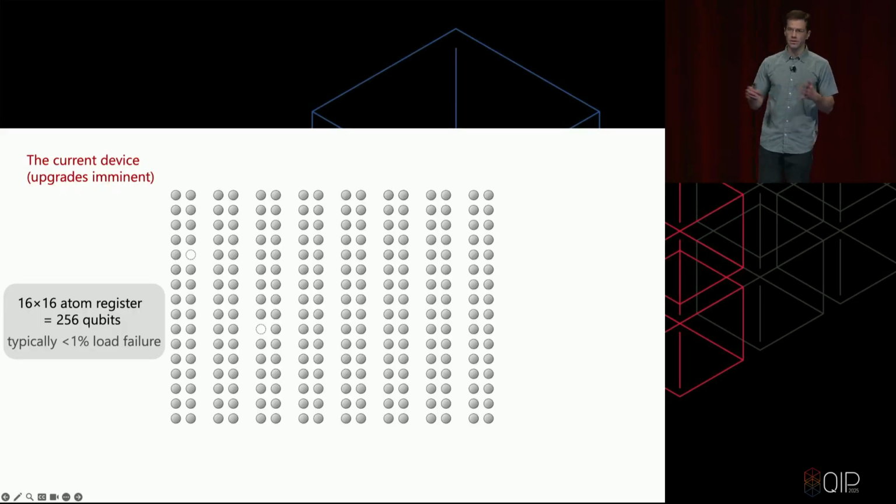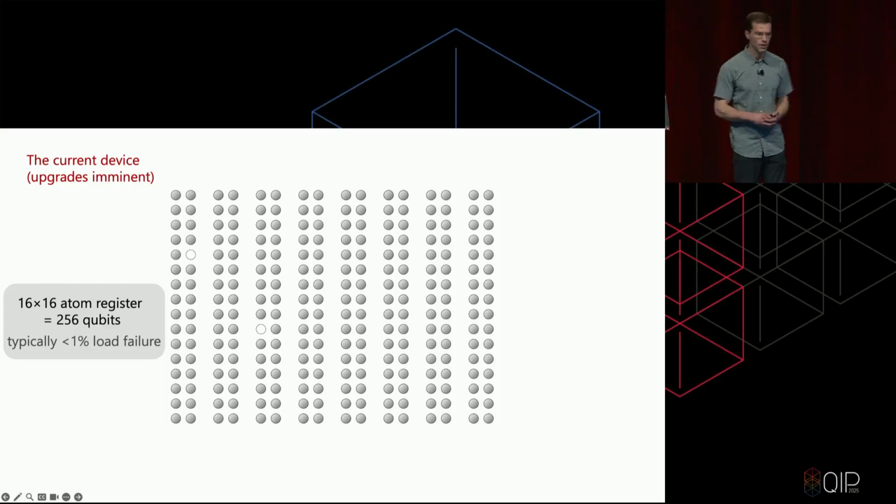Instead of focusing on the physics, let me try to show you what it's like to use this machine as someone like me, as a user. What do we do with this machine? How does it work? To start with, as I said, it's a 16 by 16 array of atoms, of qubits.